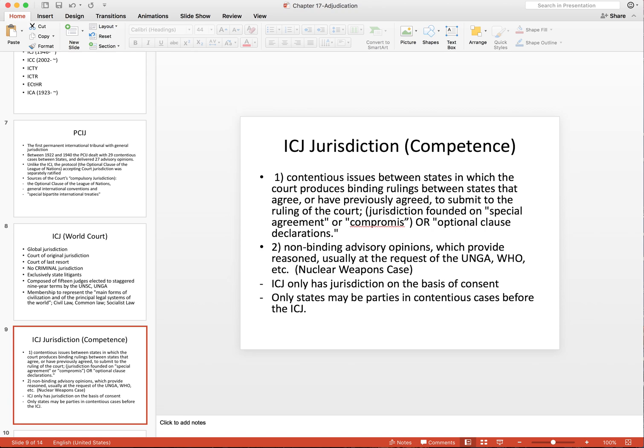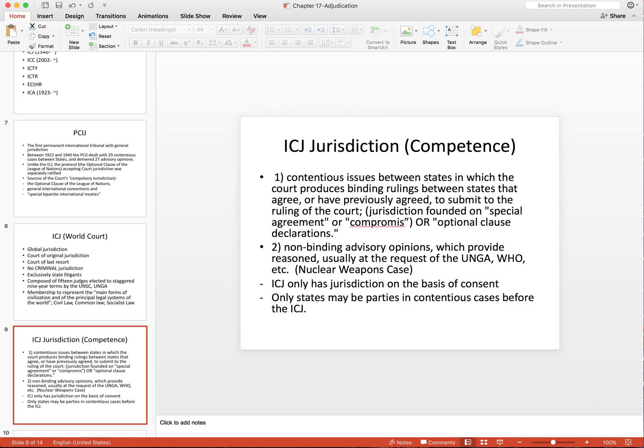Number two is that the International Court of Justice sometimes issues non-binding advisory opinions, which essentially give reasoning, explanation, justification, and an informed opinion on certain critical issues. These advisory opinion requests are normally made by international organizations like the UN General Assembly, the World Health Organization, and so forth. One of the most well-known advisory opinions of the ICJ was on the use of nuclear weapons.